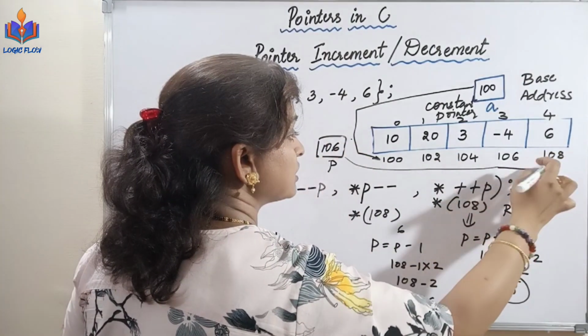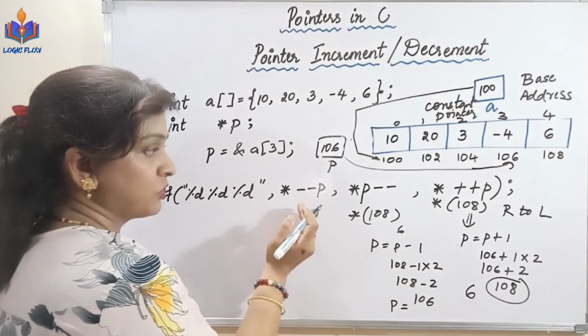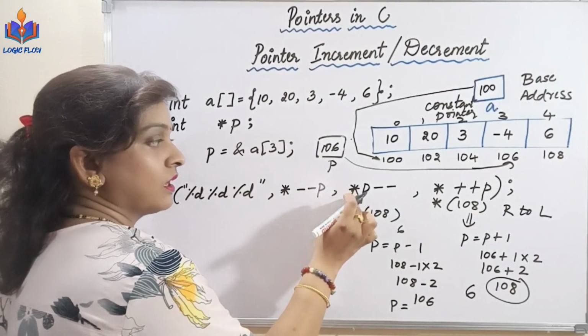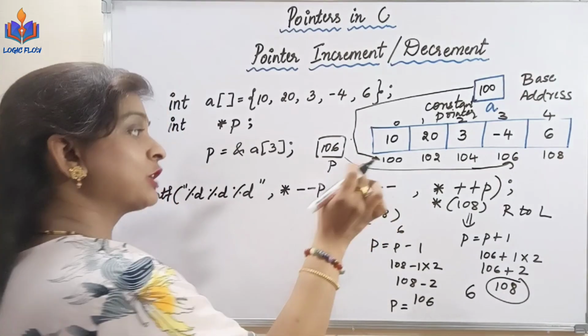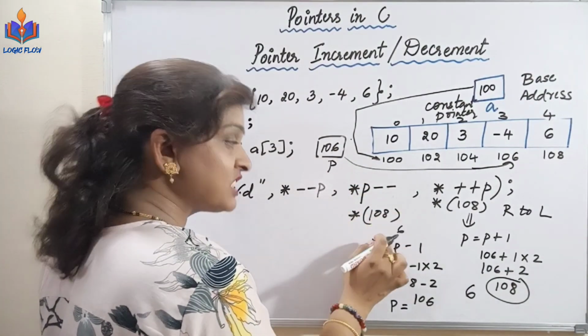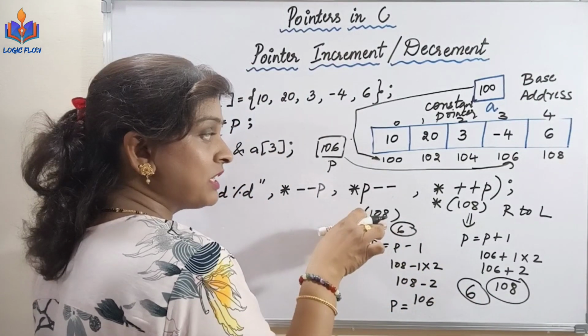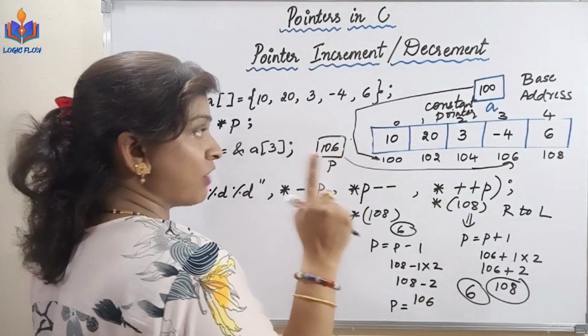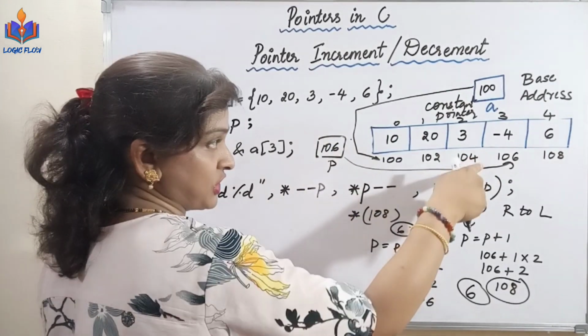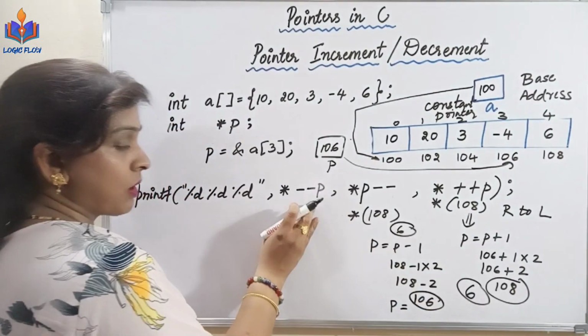So I have to change this now. P is pointing to 106. Come to this. Okay. Asterisk p minus minus means it took the original value, that is 108. Value at 108 I got 6. Here also 6, here also 6. Then it will decrease, means it will get backward by one element, one position. So 106. Now p value is 106. That you should remember.